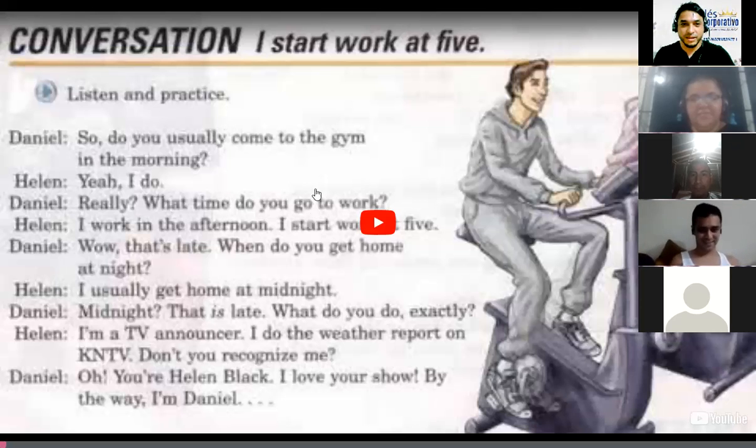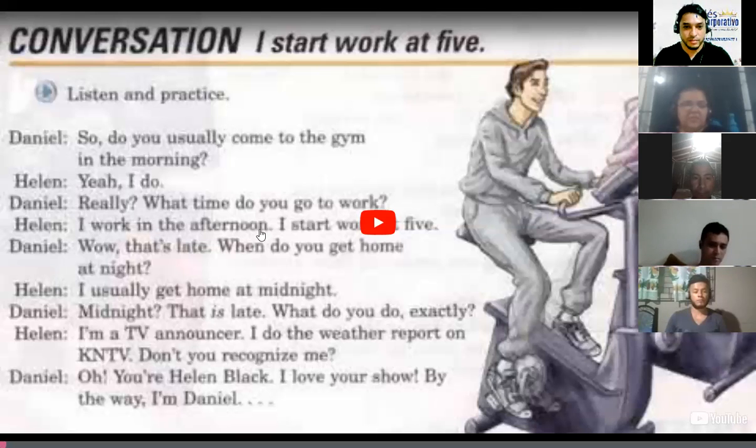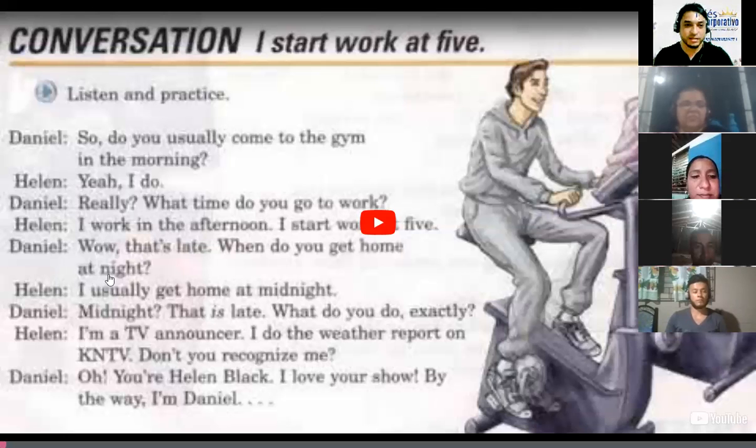And let's see. Can you find the time expressions? For example, in the morning. In is a time expression. In the morning. Another one is at five. Then in the afternoon. ¿En qué línea está esa? Helen, I work in the afternoon. Also at night. We use at. At midnight.